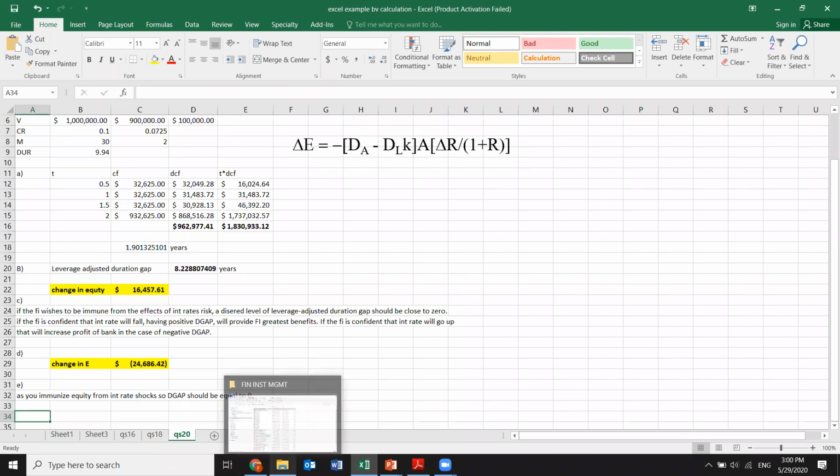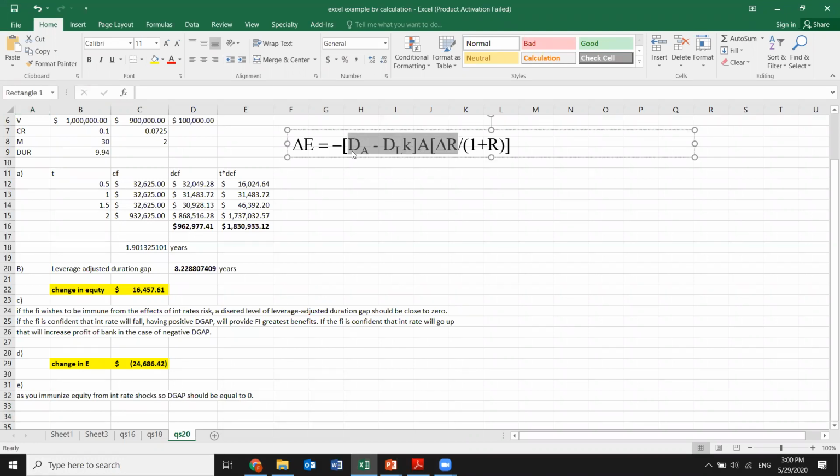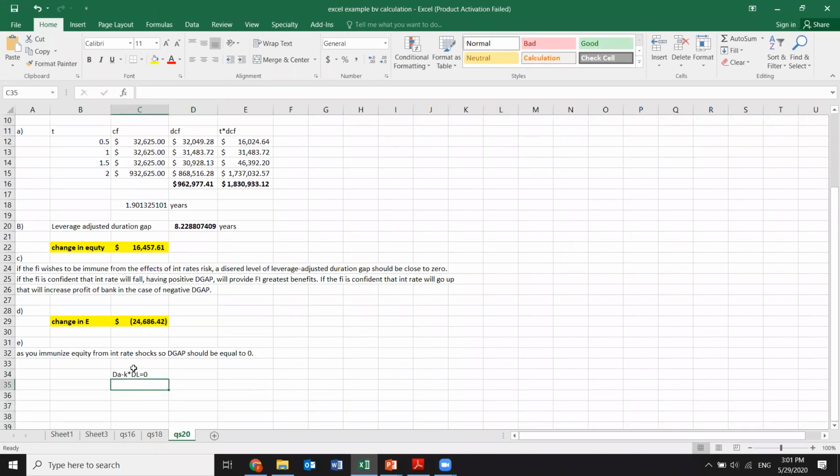So what we'll do is the following. We'll put this formula: duration of assets minus K times duration of liabilities, which should be equal to zero. This is what we know, but what we need to find out is how we can make it equal to zero. We know the duration of the liability already, and we can find the duration of assets itself.